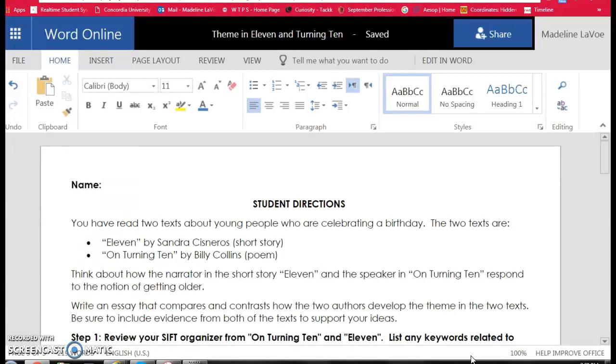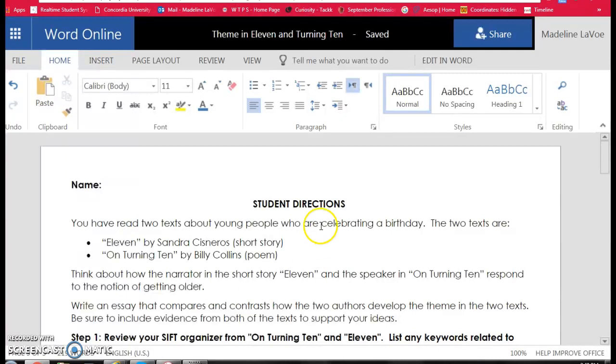So I wanted to take a couple minutes to talk to you about what you're going to be doing in class and why you're going to be working on this. So today you are going to take a look at our upcoming literary analysis prompt and work to gather some evidence so you'll be ready to go and ready to write come Thursday.